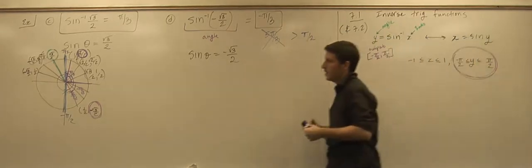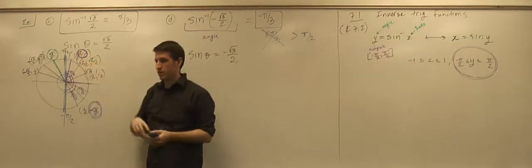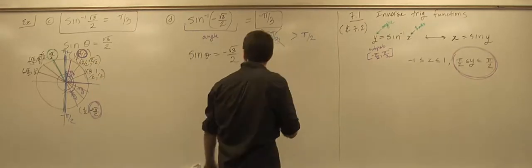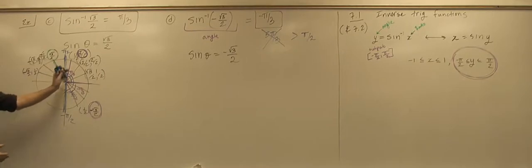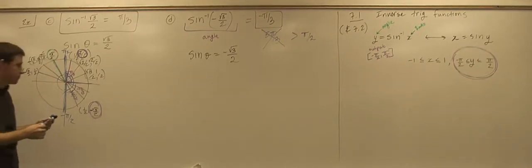Negative pi over 3 is okay. Right? That doesn't cross any barriers. So that's the one hang up with this. You gotta make sure you're outputting the right angle, in the right range.